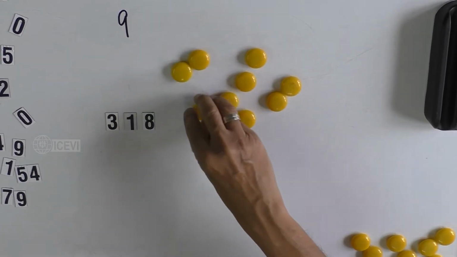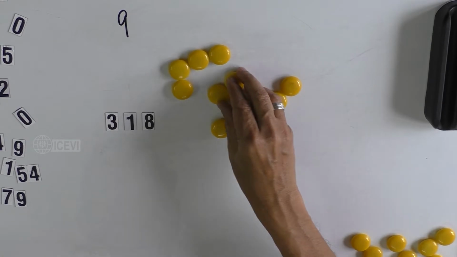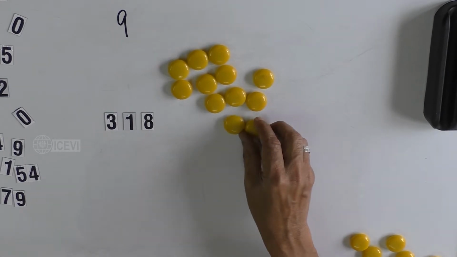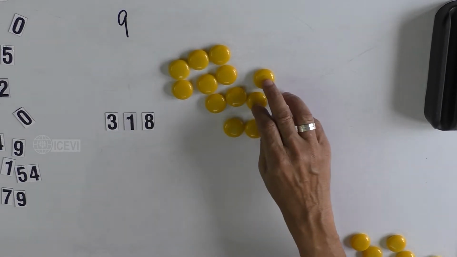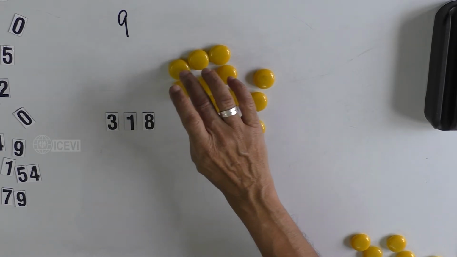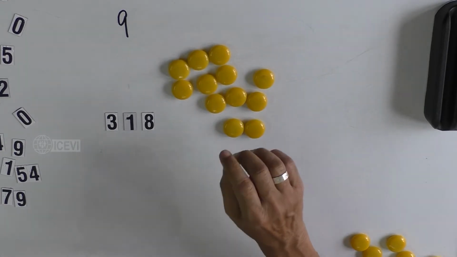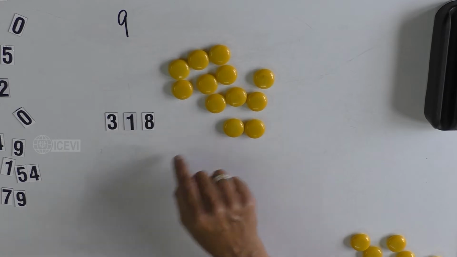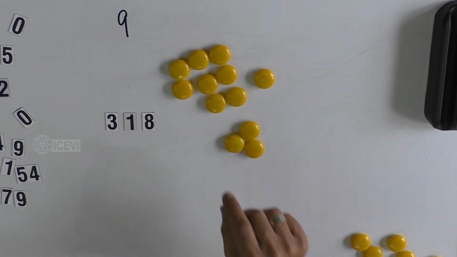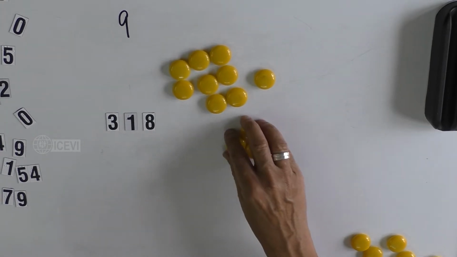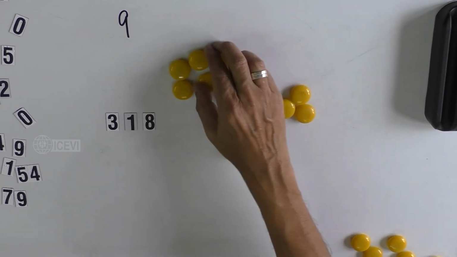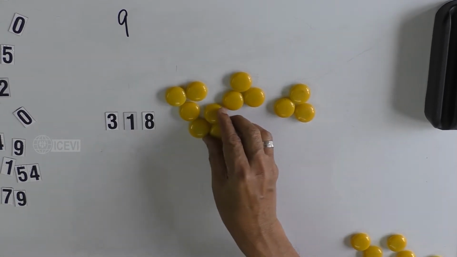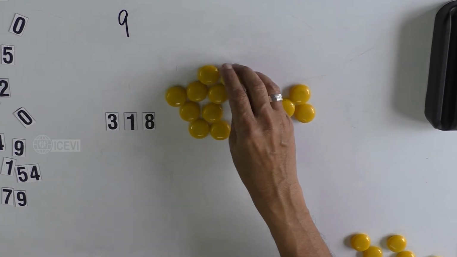Now add 3 plus 1 and then add another 8. So the total number will be 1, 2, 3, 4, 5, 6, 7, 8, 9, 10, 11 and 12. Now let us see whether this is divisible by 3 and 9. To find out whether this is divisible by 3, take 3 at a time. So there are 4 groups. That means there is no remainder. So 318 is divisible by 3.